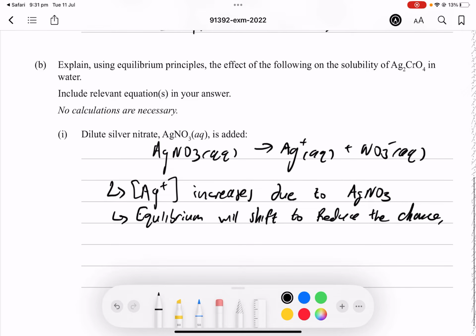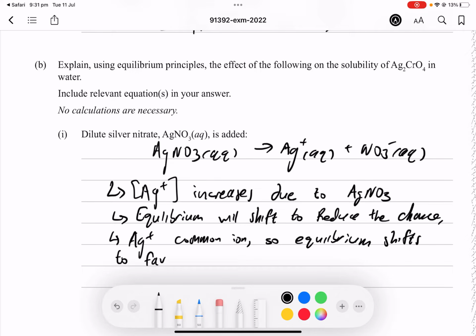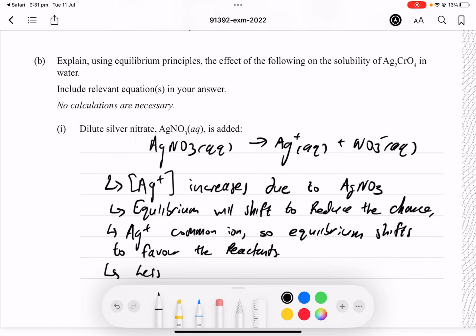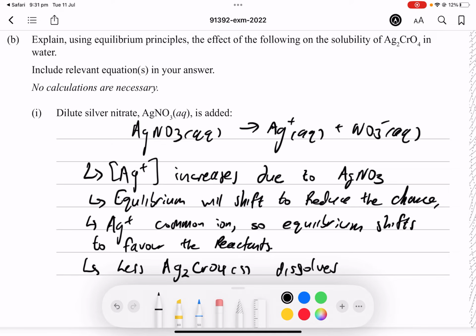In this case, Ag+ is a common ion, so we can say Ag+ is a common ion. So equilibrium shifts to favor the reactants. Therefore, we can say less Ag2CrO4 will dissolve in water, so therefore solubility will decrease.